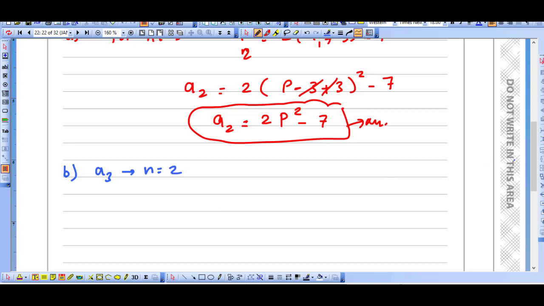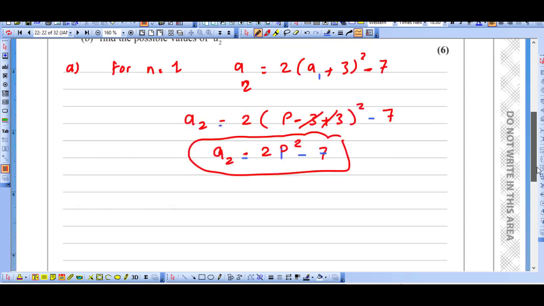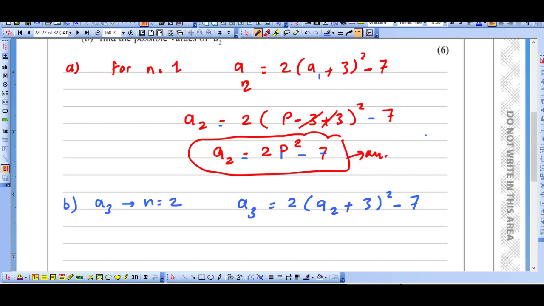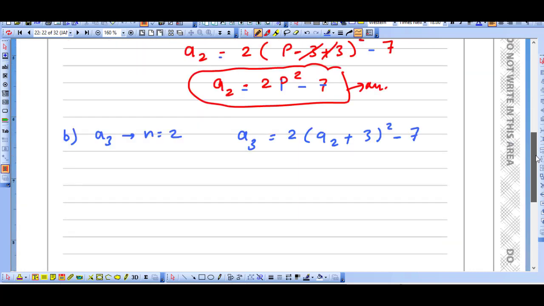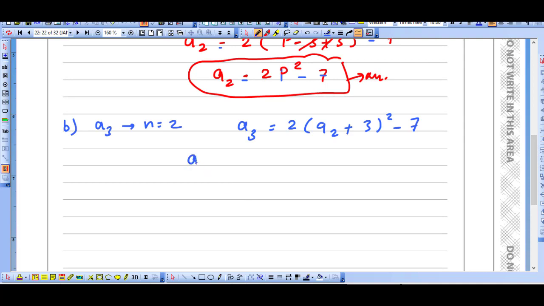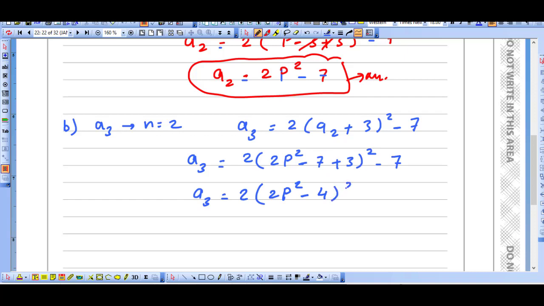So in the upper equation here, we will have A3 is equal to 2A2 plus 3 all squared minus 7. A2 is given from this equation. So A3 will equal 2A2, which is 2B squared minus 7, plus 3, all squared, minus 7. So A3 is equal to 2B squared minus 4, all squared, minus 7.